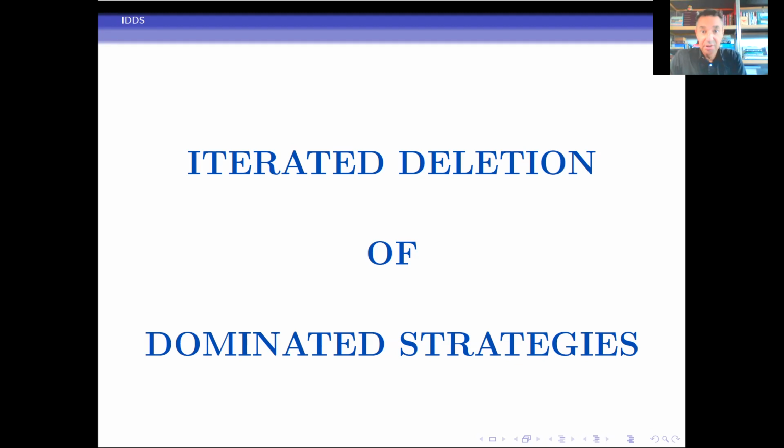But this is simply a specific technique to identify Bayesian Nash equilibria for certain types of games. It's certainly not applicable to any Bayesian game. So it needs to have a certain information structure that allows you to use this technique. But we assume that we have such an information structure, and I'm going to explain to you how you can then use this technique to identify the Bayesian Nash equilibrium in such a game.